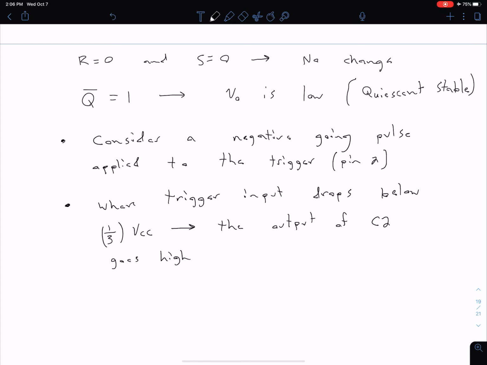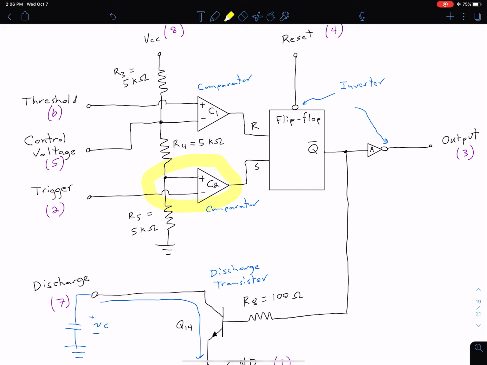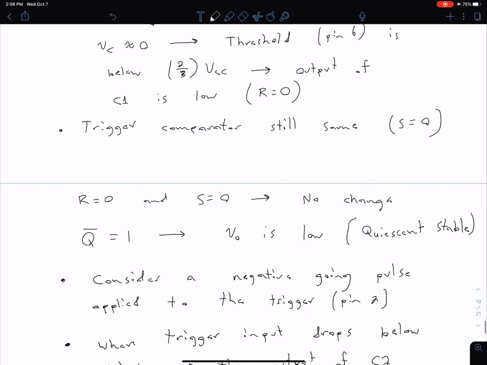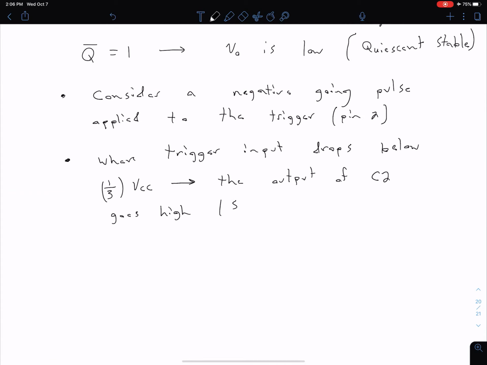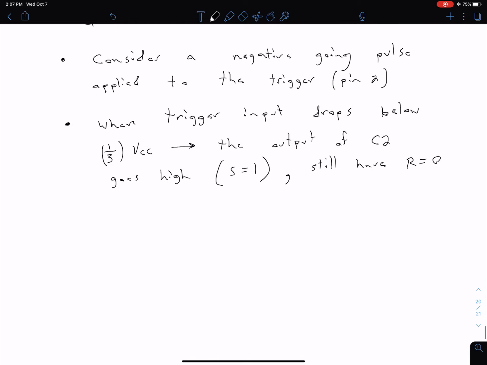And so let's come up and see what that looks like in our block diagram real quick. So basically we're looking at this comparator again, and we're saying now this value is really low. Once it gets lower than the 1/3 VCC that's seen here, then this output S is going high. So we're going to have S equals 1. So let's come down there and write S equals 1 for this condition. But we still have R equals 0 because so far nothing has changed with that.